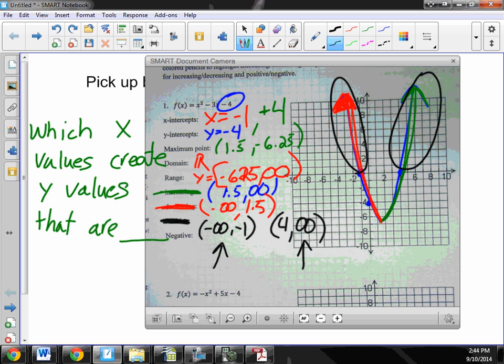So this is going to be union. The answer is the union of those two intervals. It's either in the left side or it's in the right side because there's nothing in the intersection. If you were doing a Venn diagram, there would be nothing overlapping, right? Well, that's a good point. If you're talking about positive or negative, you'll never have intersection. It's always going to be union.